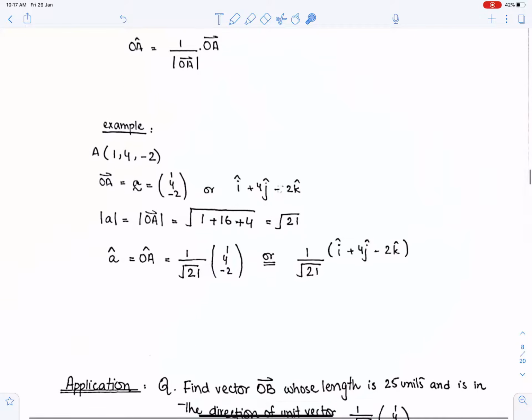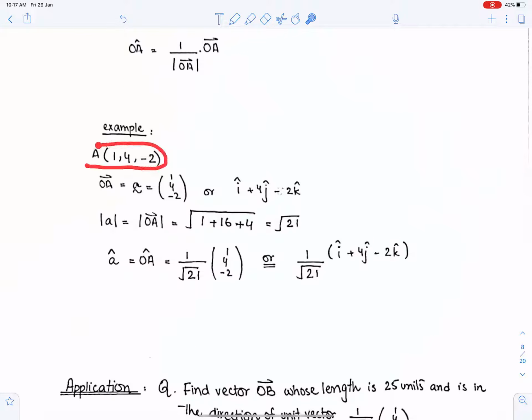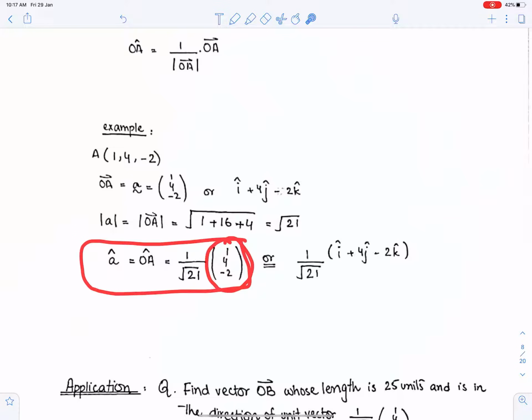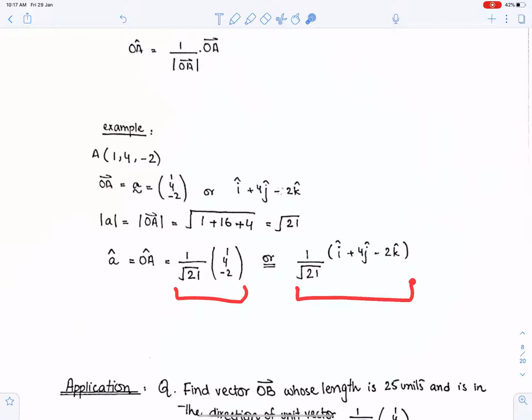Here is the example. This is point A in position vector form. This will become 1, 4, minus 2. In ijk form, it will become i, 4j, minus 2k. So first get the magnitude of this vector. The magnitude of this vector is under root 21. This is the exact answer, so leave this answer as it is. And this is the unit vector, the vector divided by its magnitude. This is the column vector representation, and this is the ijk representation.